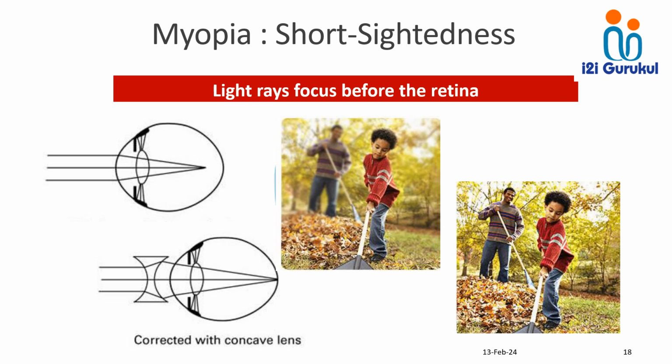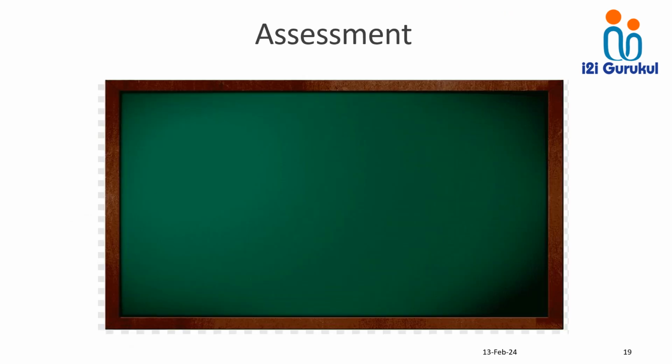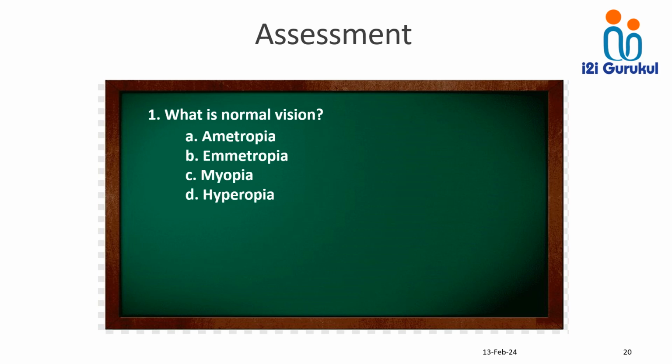Now moving towards the quick assessment. The question is, what is normal vision? Can anyone answer? The correct answer out of these options: option A is ametropia, option B is emmetropia, option C is myopia, option D is hyperopia. The correct answer is emmetropia, the normal vision.